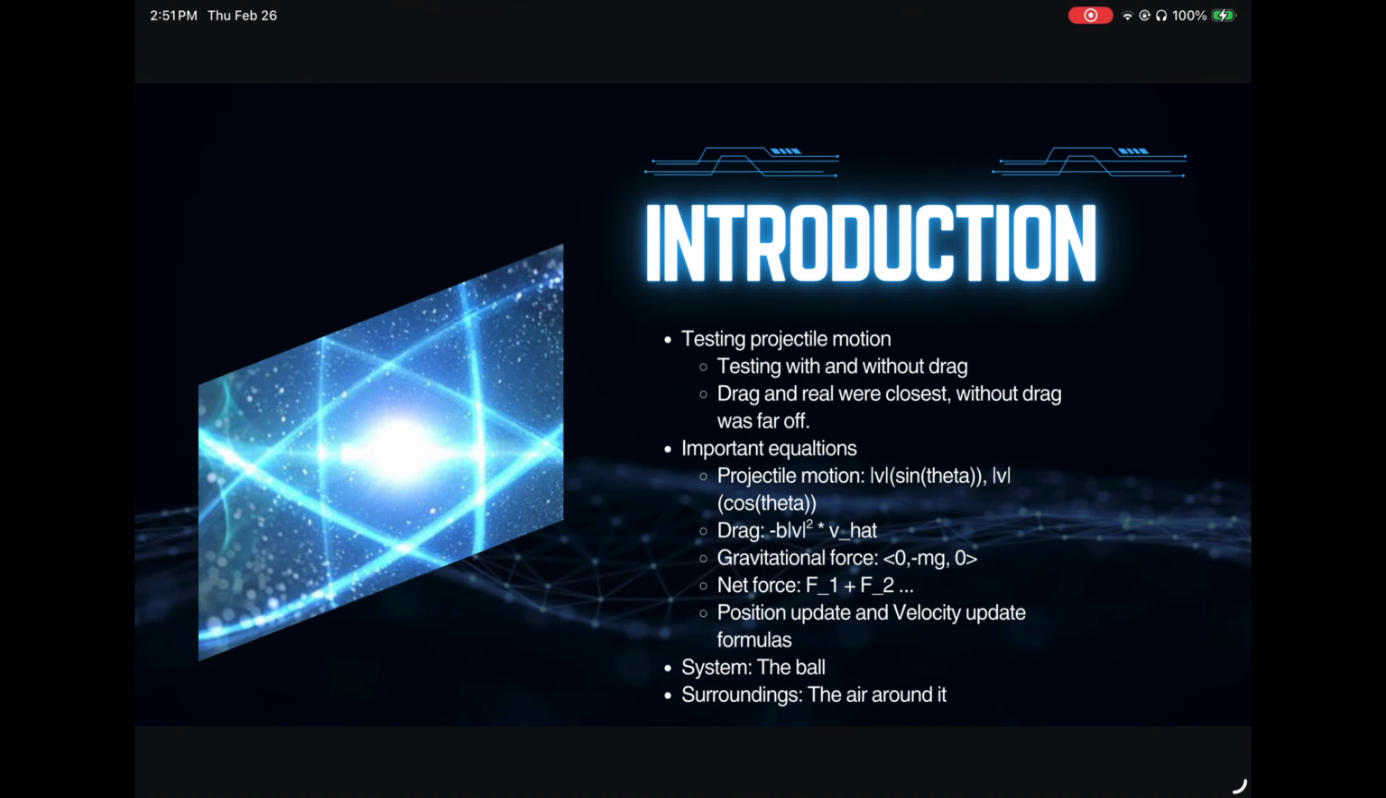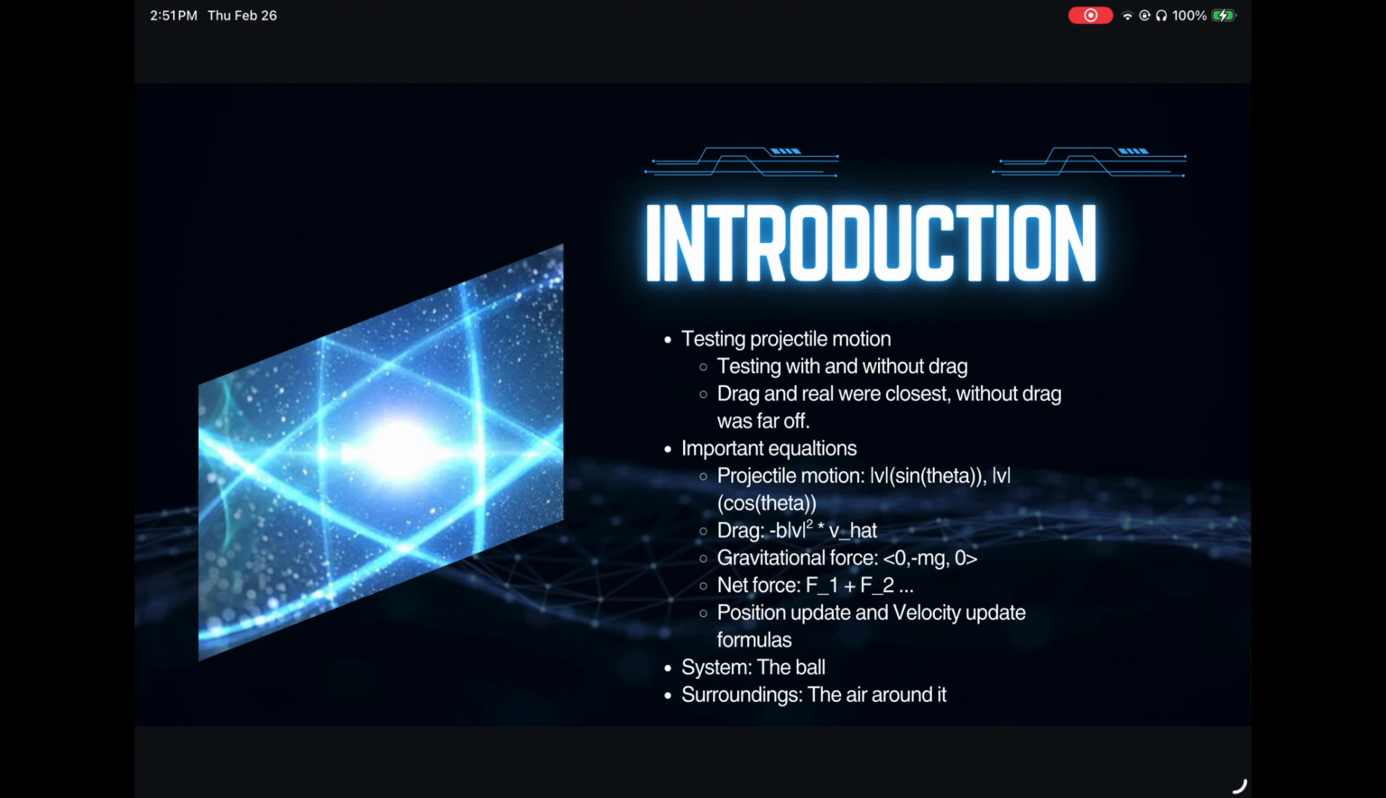Some important equations that were used during this simulation were the projectile motion equations, specifically to find the velocity in the x and y component. The magnitude of v times sine theta, and then the magnitude of v times cosine theta give us the y component of velocity and the x component of velocity.